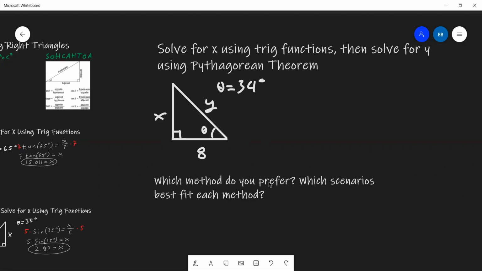When you finish this problem, I want you to consider these two questions. Which method do you personally prefer? And more importantly, which scenarios best fit each method? I want you to think about these two questions before coming to class, and we will discuss.